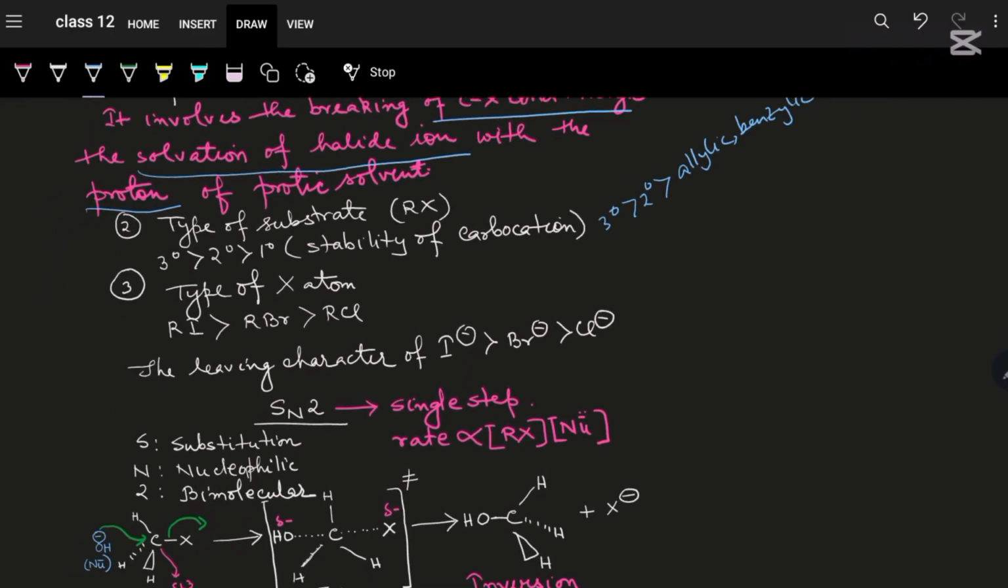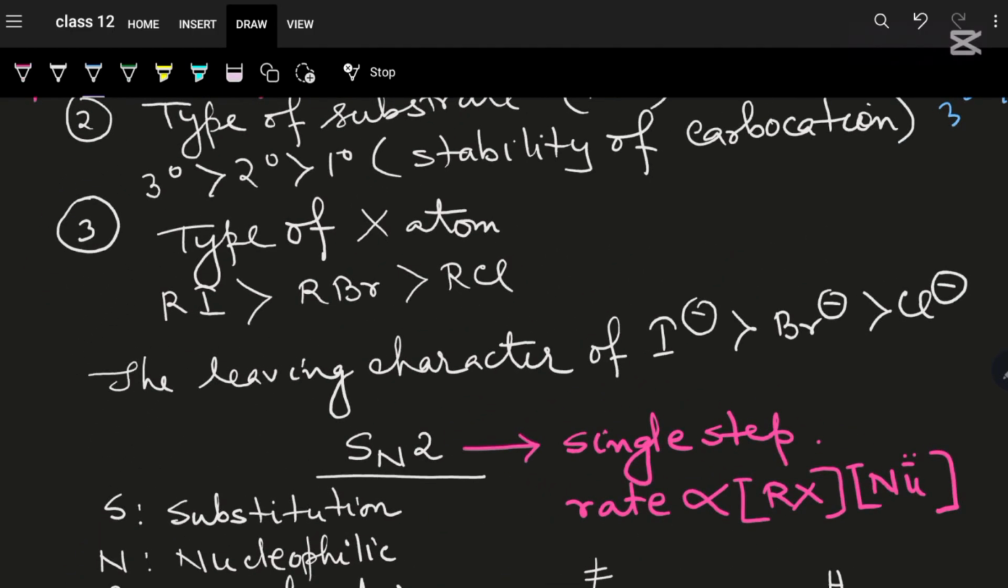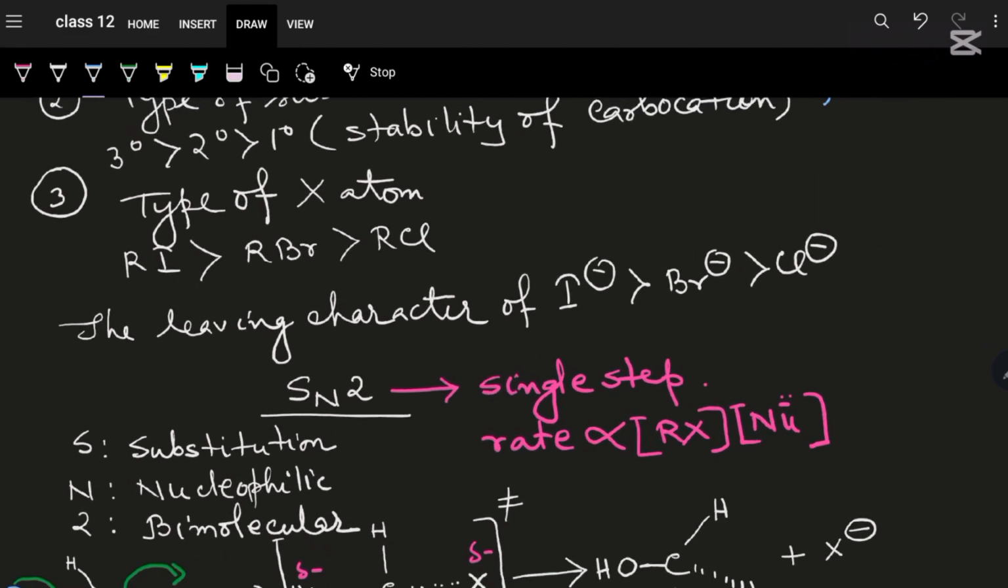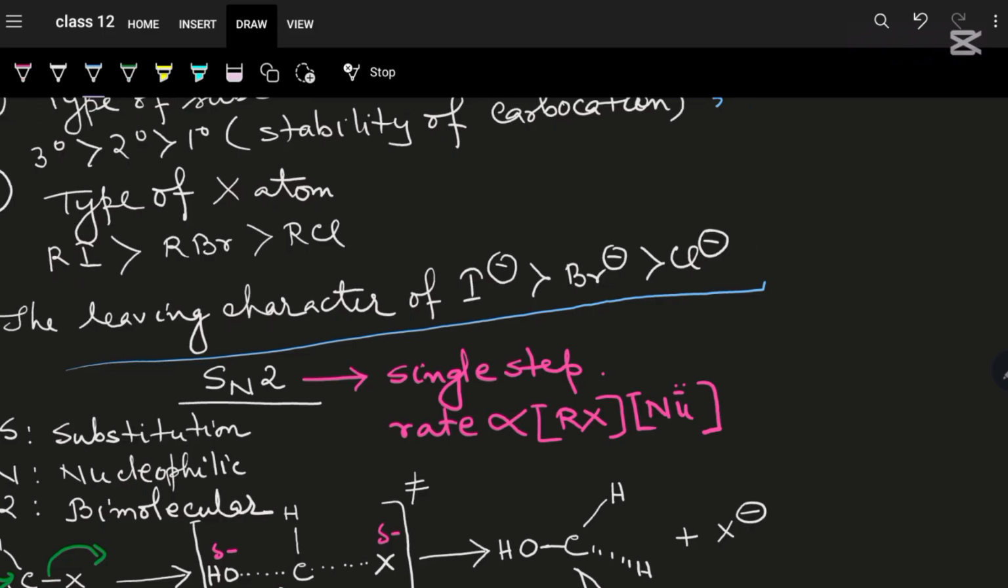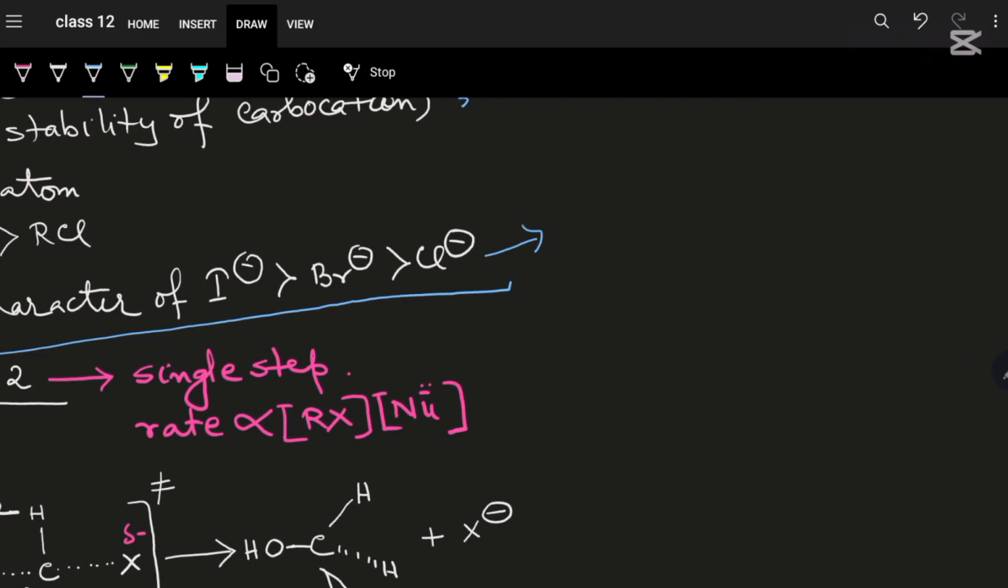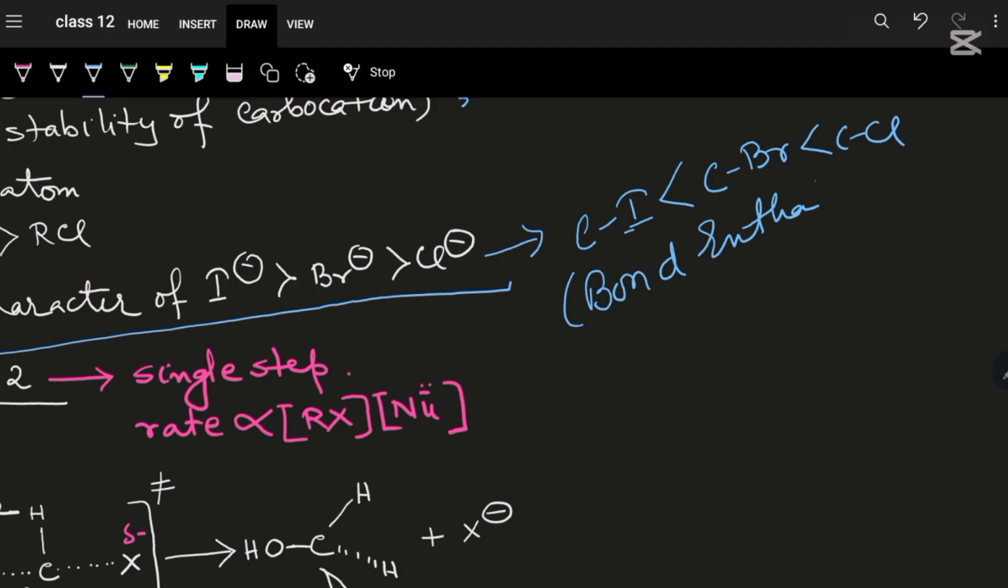carbocations are resonance stabilized. It is also dependent on the type of the halogen, because RI is greater than RBr is greater than RCl, because the leaving character of I minus is greater than that of Br minus is greater than that of Cl minus. Again, if anyone asks you why, it is because the carbon to iodine bond is easily broken. The bond enthalpy is less than that of C-Br, which is less than that of C-Cl. So this is the ease with which the bond is broken, and hence the ease with which X minus is generated or liberated.